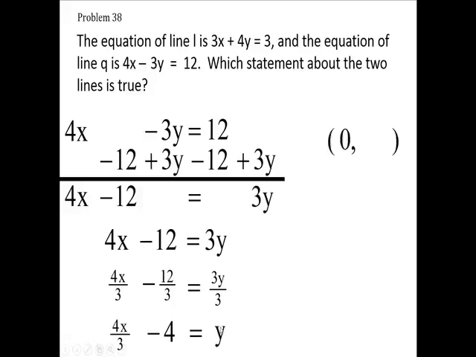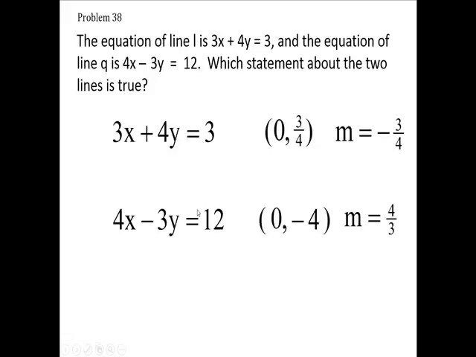So the point 0, comma, when you put in 0, it zeroes this out. This is gone. What's 4/3 times 0? See, this is gone. And y is going to be this number right here. Of course, my slope is the coefficient of x. The coefficient of x is the 4/3. So there's your slope, and there is your point.